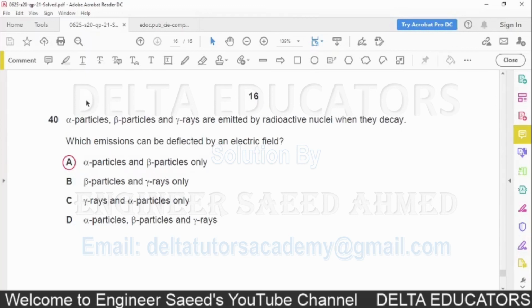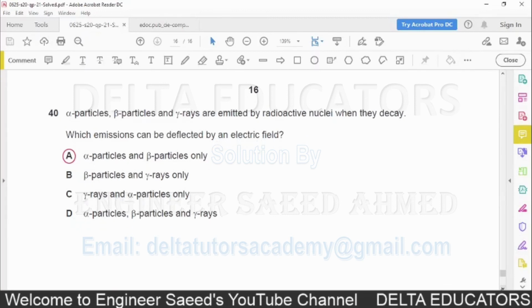Since alpha particles have positive charge, they will be deflected towards the negatively charged electrode. Beta particles have negative charge, so they will be deflected toward the positively charged electrode. So in an electric field, alpha particles and beta particles will be deflected. Now alpha particles and beta particles only is given in option A. So here the correct option is A.